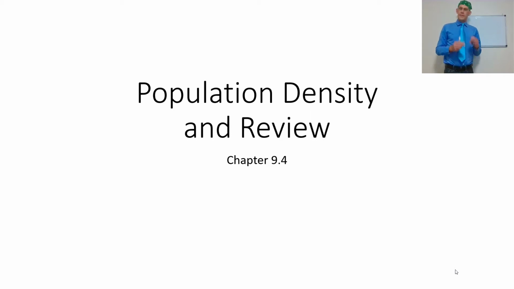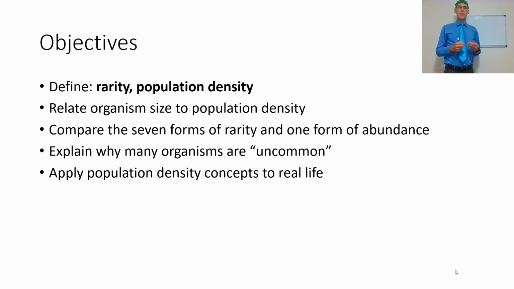Population density. Exactly how dense will a population be, and how many organisms can occupy a certain unit space? There's also review time being used here at the end of a unit. Be able to define rarity, be able to define population density. Simple. Be able to relate organism size to population density. Compare the 7 different forms of rarity and 1 form of abundance, explain why many commons are known as uncommon, and apply population density concepts to real-life examples.